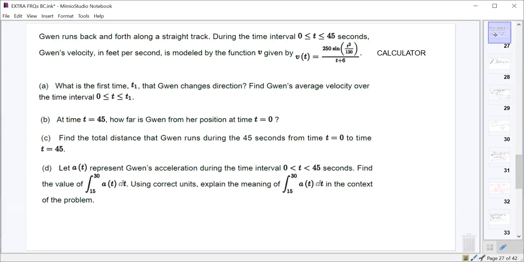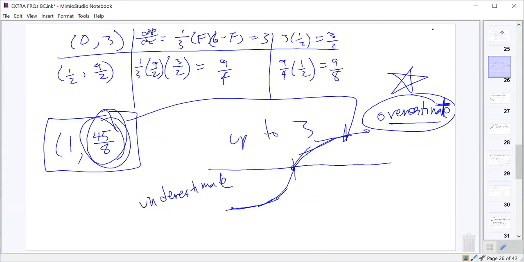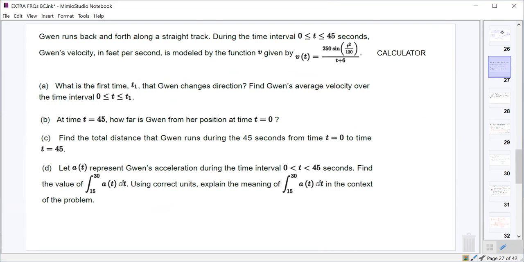Okay. Let's see, I have more ones. I think I just have the one, so I guess we'll do this one because that's the only one I've got. So I'll give you guys a second to read through it and see what's going on, and then we'll work through it. And this is a calculator one.